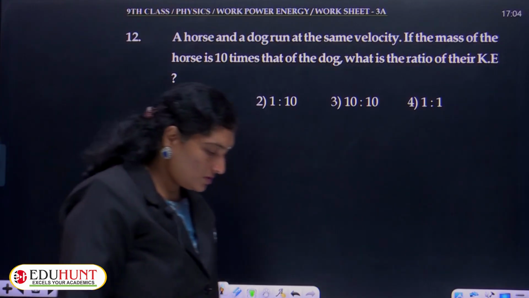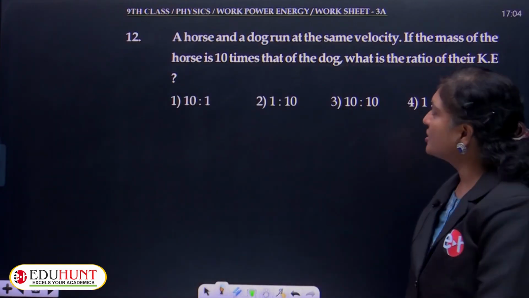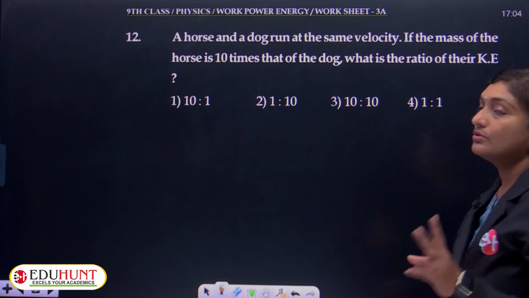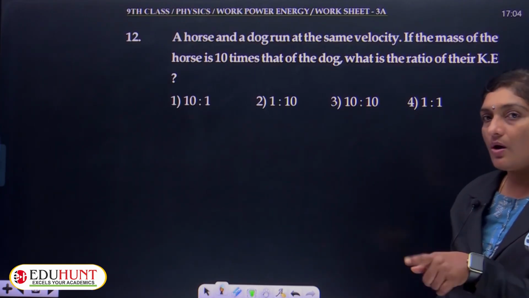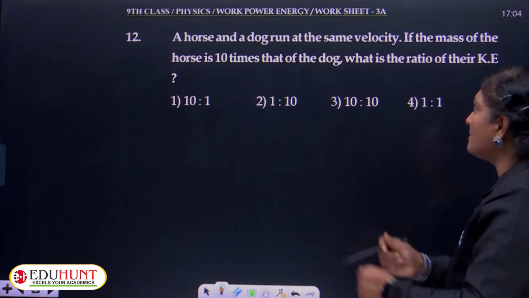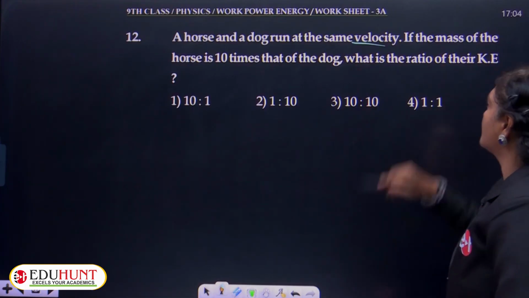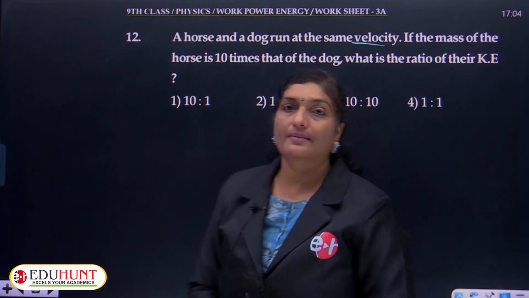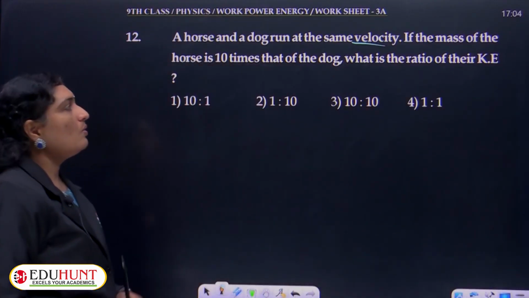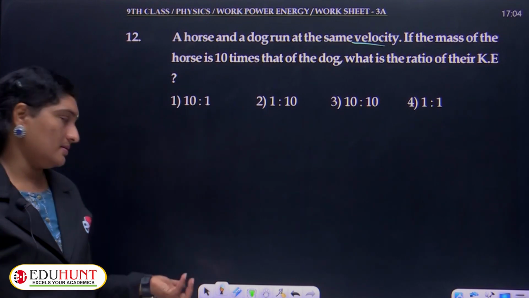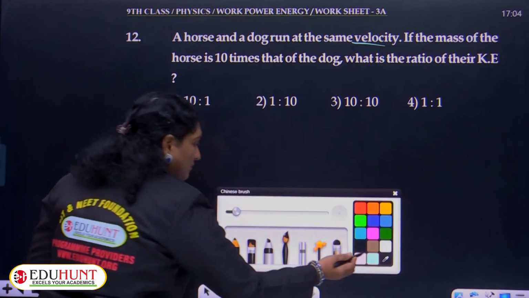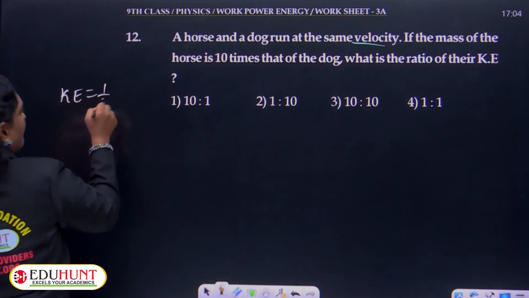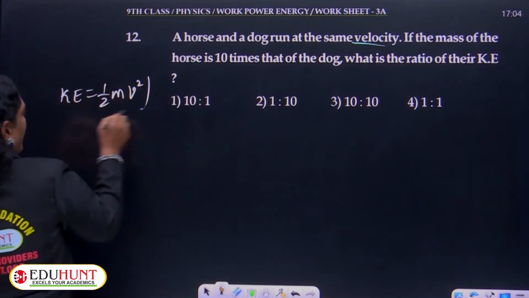Okay, so let us move to the next question, children. That is the 12th question. A horse and a dog run at the same velocity. Two animals are there. One is horse, the other is dog. They both are running with the same velocity. V is constant. If the mass of the horse is 10 times that of the dog, what is the ratio of the kinetic energy? Children, as usual, the formula for kinetic energy is half mv square.